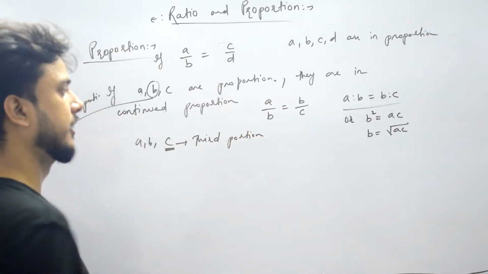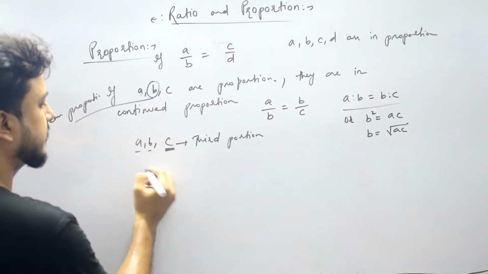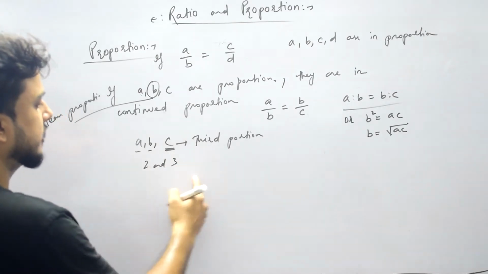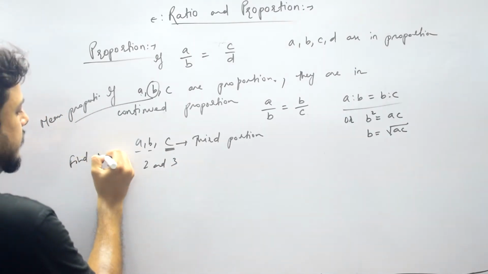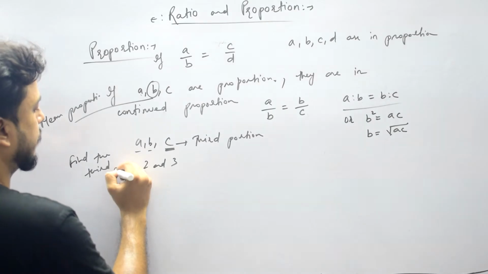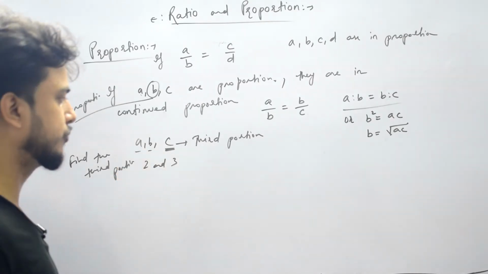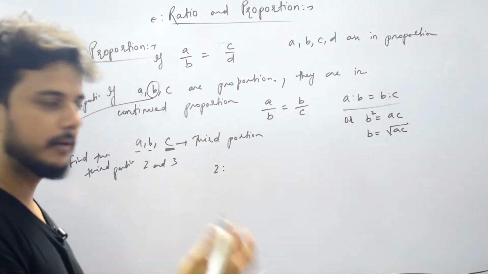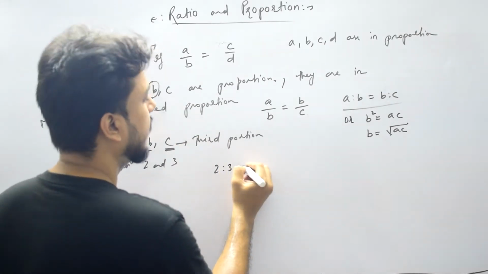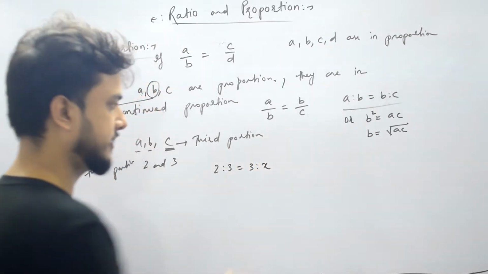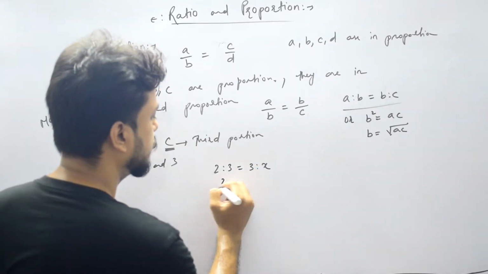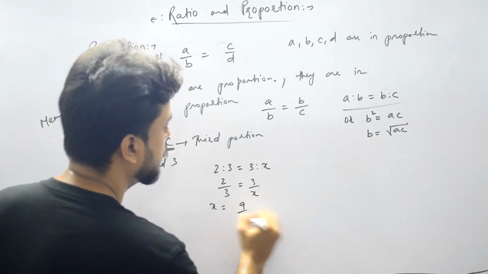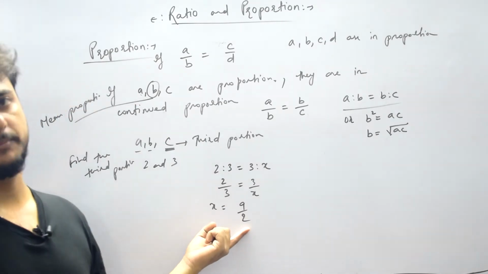In the third proportion, again suppose two numbers are given. Suppose I am taking one example: 2 and 3. The question says find the third proportion to this 2 and 3. So basically what we have to do, let the third proportion be x. So 2 is to 3 will be equal to 3 is to x. Now from here we have to find x. So 2 by 3 is equal to 3 by x, so x is 9 by 2. So the third proportion will be 9 by 2.